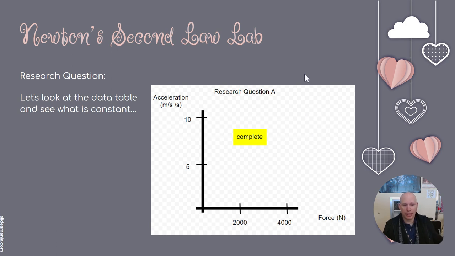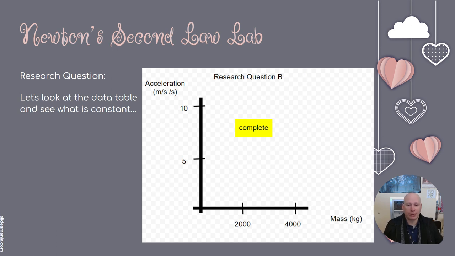For research question B, we're going to be looking at acceleration and mass. Again, we would draw what we think the relationship is going to be, and don't forget to include the labels for your graph. The next thing that comes up is an interesting series of pictures. And what we're trying to do is understand what the total force, also called the net force, or the sum of the forces.